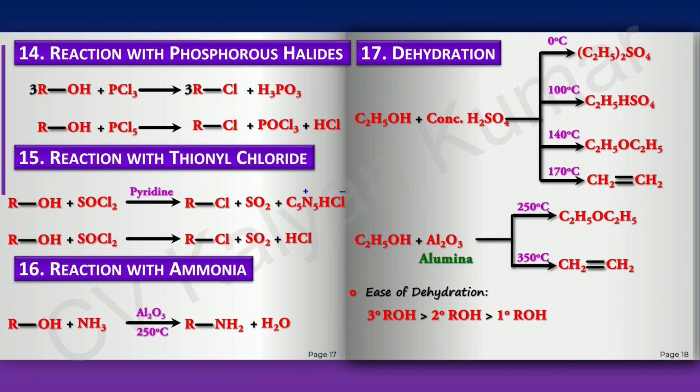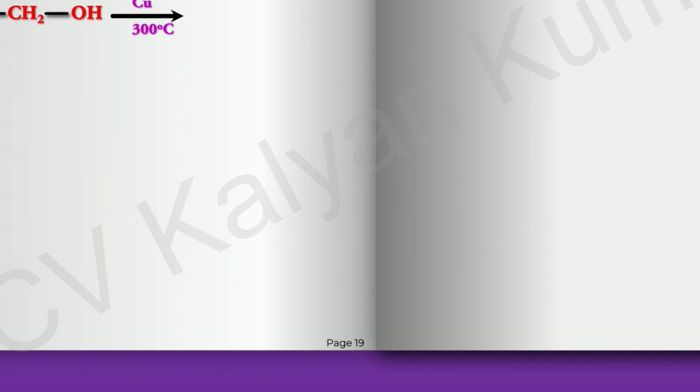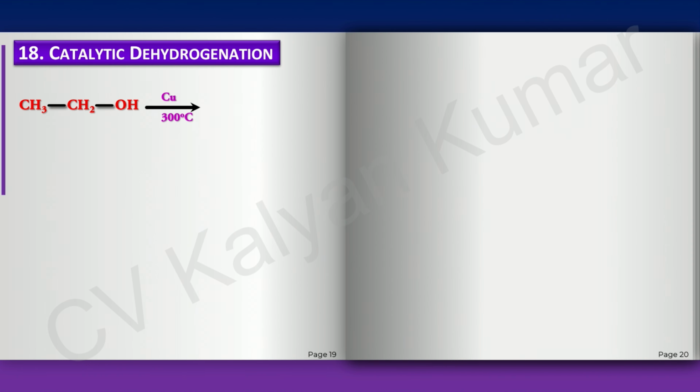Then we have catalytic dehydrogenation. Now, in catalytic dehydrogenation, you can use copper at 300 degrees Celsius. It will dehydrogenate, meaning it will take one H from here and one H from here, and form a double bond, a pi bond between carbon and O. Don't you think I'll get this? Just remove one H, I'll get this. It is called dehydrogenation. This is the reverse of hydrogenation.